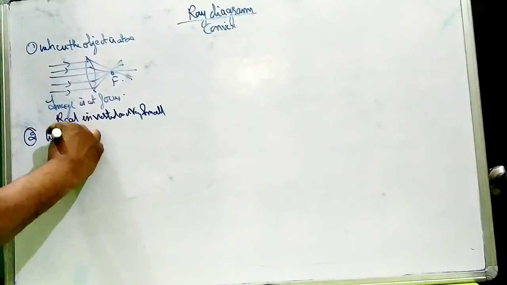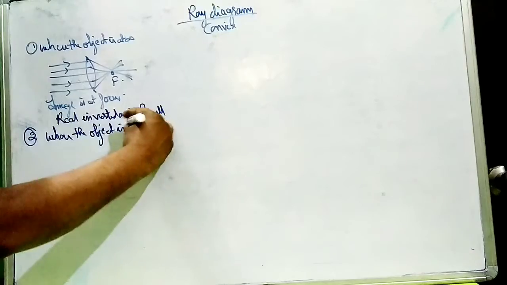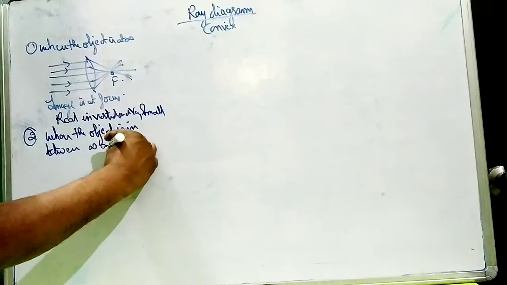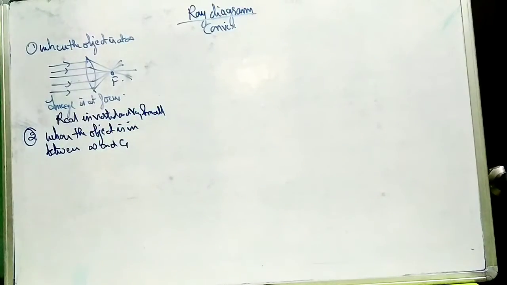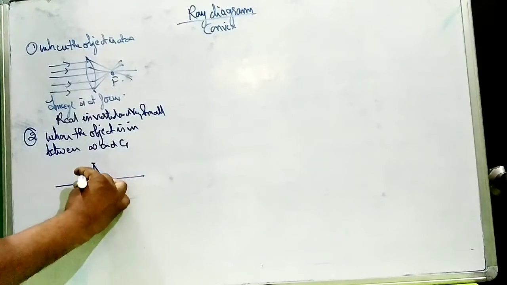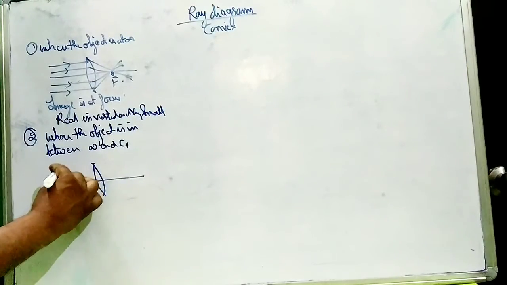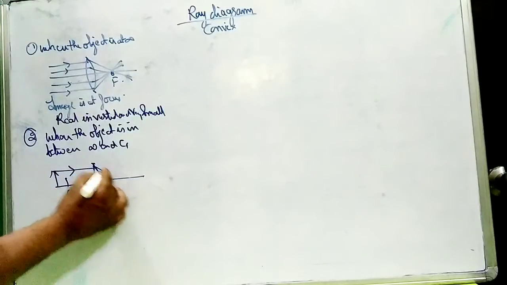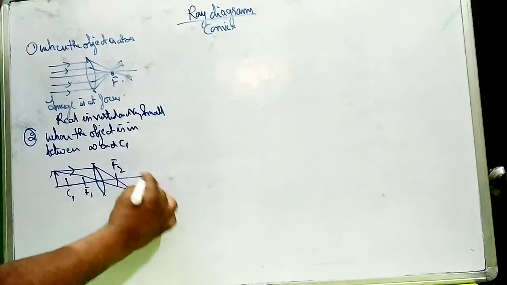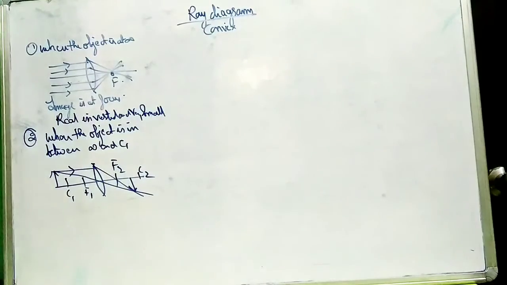Number second, when the object is in between infinity and center of curvature. This is a lens, this is first focus, this is center of curvature. So the object is kept somewhere over here. When the ray is parallel, it will pass through focus f2. Second, it will pass through optical center. It will meet somewhere over here between focus and center of curvature.